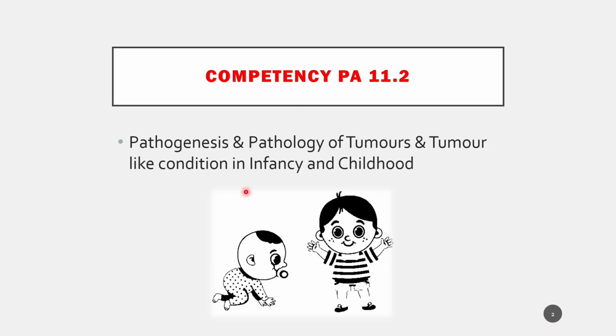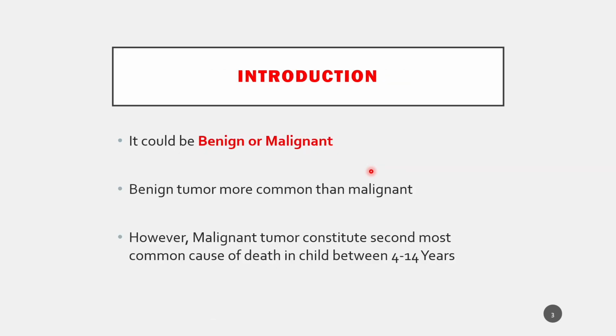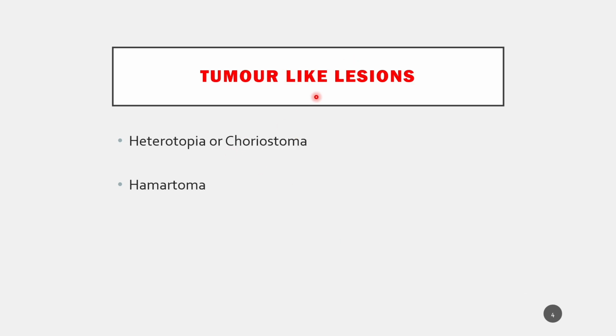Alright. So we will see the pathogenesis and pathology of tumor and tumor-like conditions of infancy and childhood. So we know that tumors could be benign or malignant. Benign tumors are more common than malignant tumors in infancy and childhood. However, malignant tumors constitute the second most common cause of death in children between 4 and 14 years. And which are the tumor-like lesions?